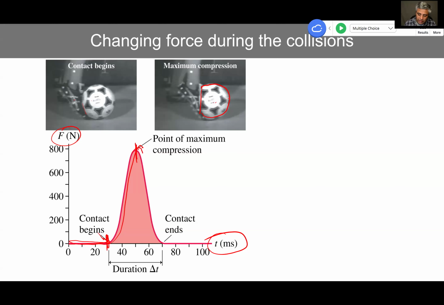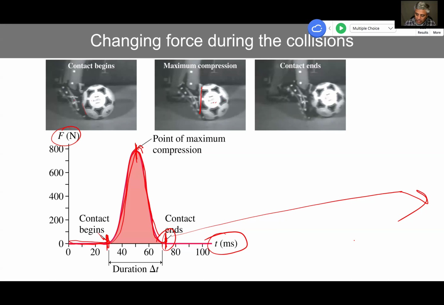And then once the soccer ball starts leaving the foot, what happens? This one decreases just like it increased on the other side. And once the soccer ball leaves the contact with the foot, there is no force on the soccer ball anymore from the foot, right? Because this is a contact force. Once contact is not there, that force cannot keep acting on it. So it gives some momentum or final velocity, and it's that velocity that makes this soccer ball go, right? So that's what's happening.